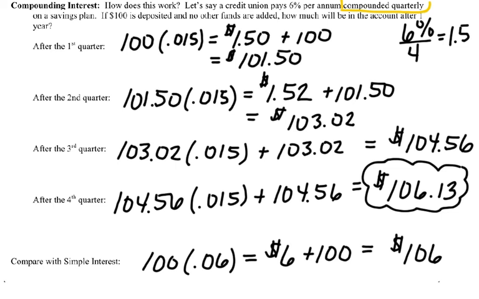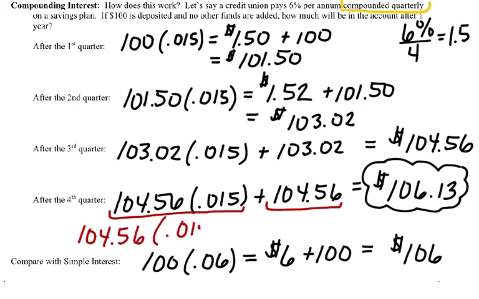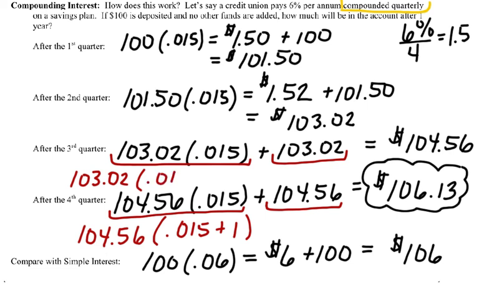Just look at this work here for the last quarter. If we take a look at these two quantities that we really added to one another, you have a GCF. You could think of this as factoring out the 104.56, and notice what's left: 0.015 plus 1 if you factor. Now look at after the third quarter, similar work. Look at the two quantities. We have a GCF of the $103.02. So if you factored that out, you'd be left with 0.015 plus 1. And you could do the same for the first and the second quarters.